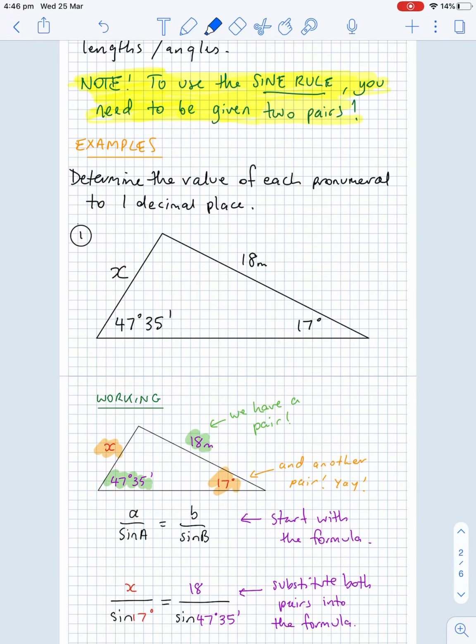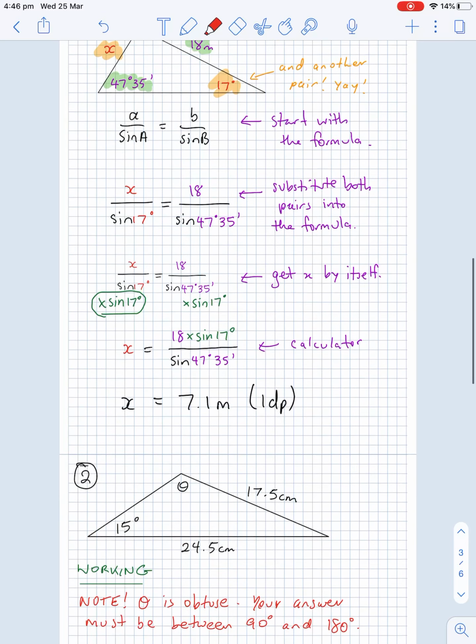So an example is this. Hopefully this will make a lot more sense. First up, I want you to see that I've given you 3 pieces of information. That is enough to be able to use the sine rule. But you also need these 2 pairs. The 2 pairs that we've got is this side and its opposite angle. That's one pair. And another pair is this x and its opposite angle. So we have our 2 pairs going on there, so I've given you all the information required to go straight to the formula. Let's give it a shot.